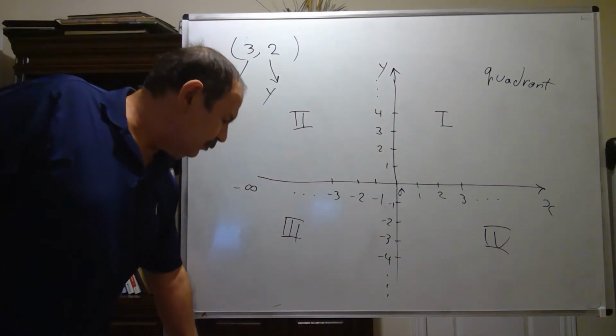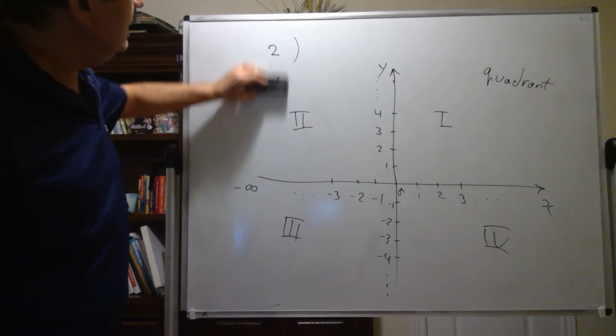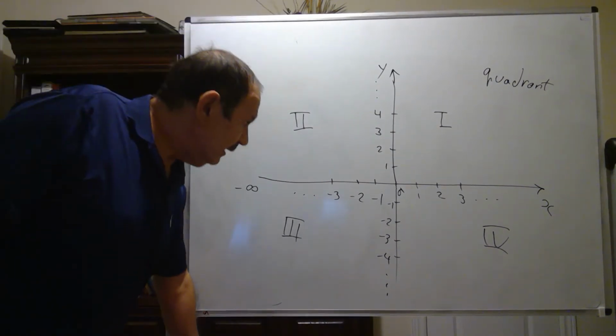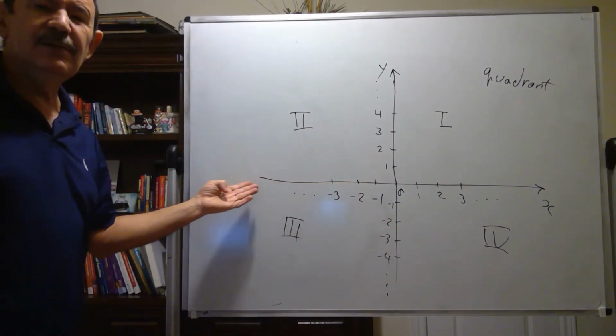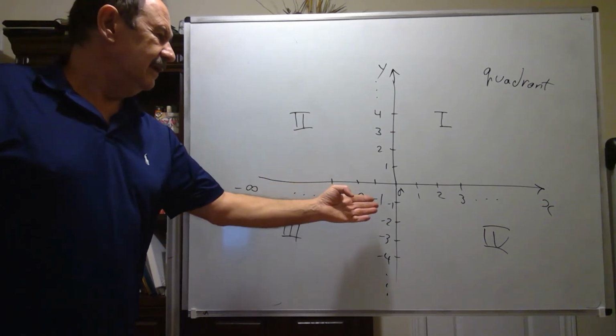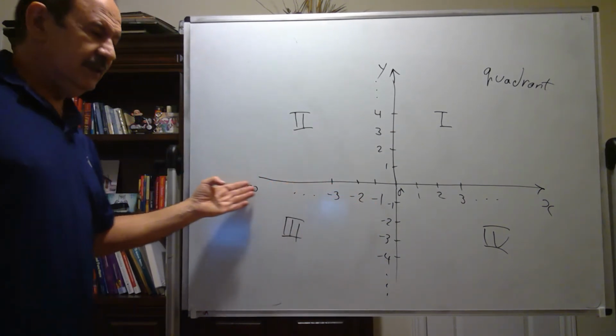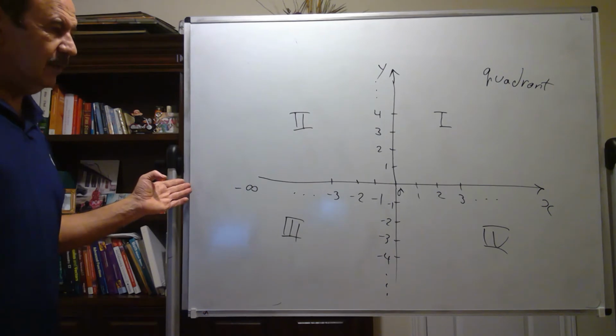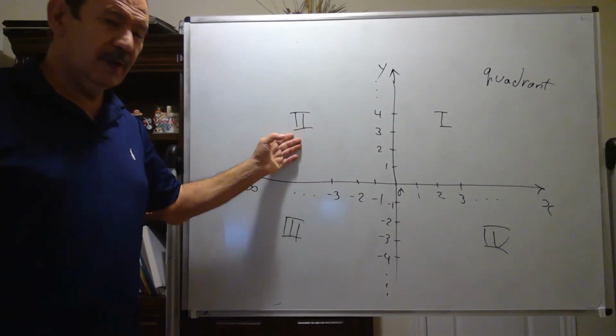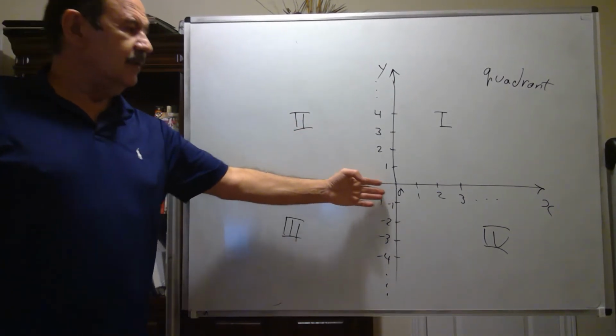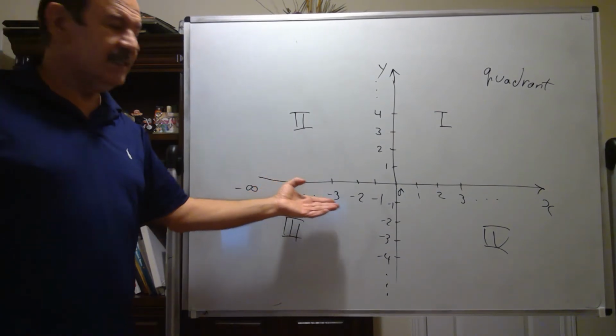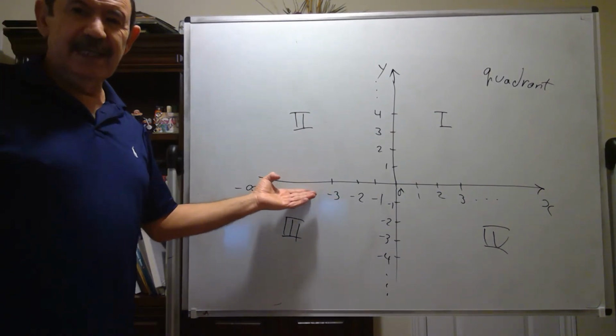Look at quadrant 2. In quadrant 2, the x value is negative: negative 1, negative 2, negative 3, changing to a smaller number. The biggest value in quadrant 2 is 0. All the numbers are less than 0 for the x value, or they are negative.